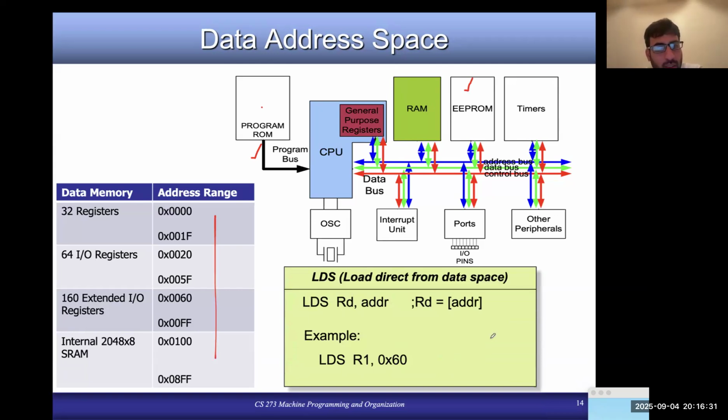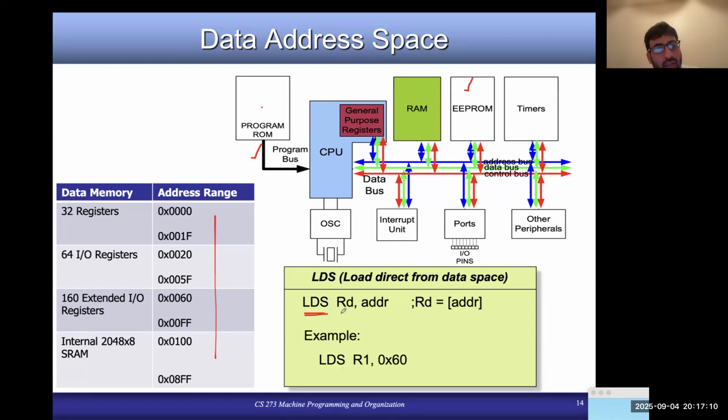Let's have a look at another instruction, which is load direct from data space. We have covered this instruction in lab 2. In the load immediate instruction, we were specifying the absolute value which we wanted to put in the register. But what if we want to put in a register a value which is currently located in memory? So we want to read a value from memory and put it in the register. For that, we cannot use the load immediate instruction. We must use load direct from data space, this instruction, LDS.